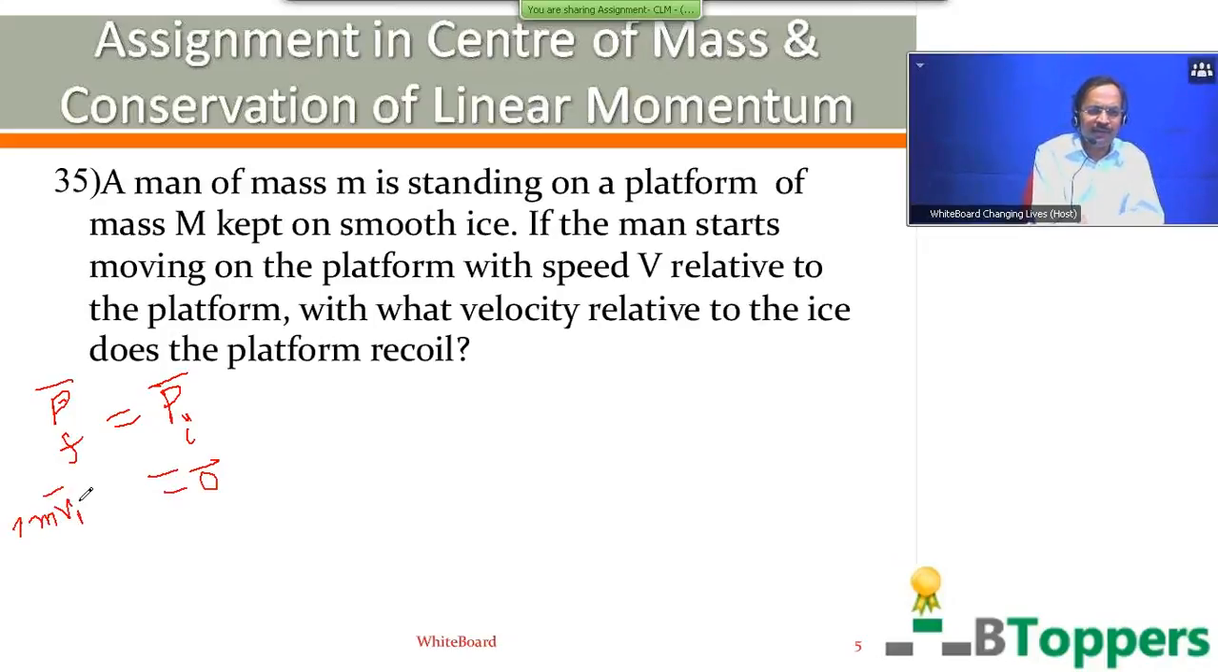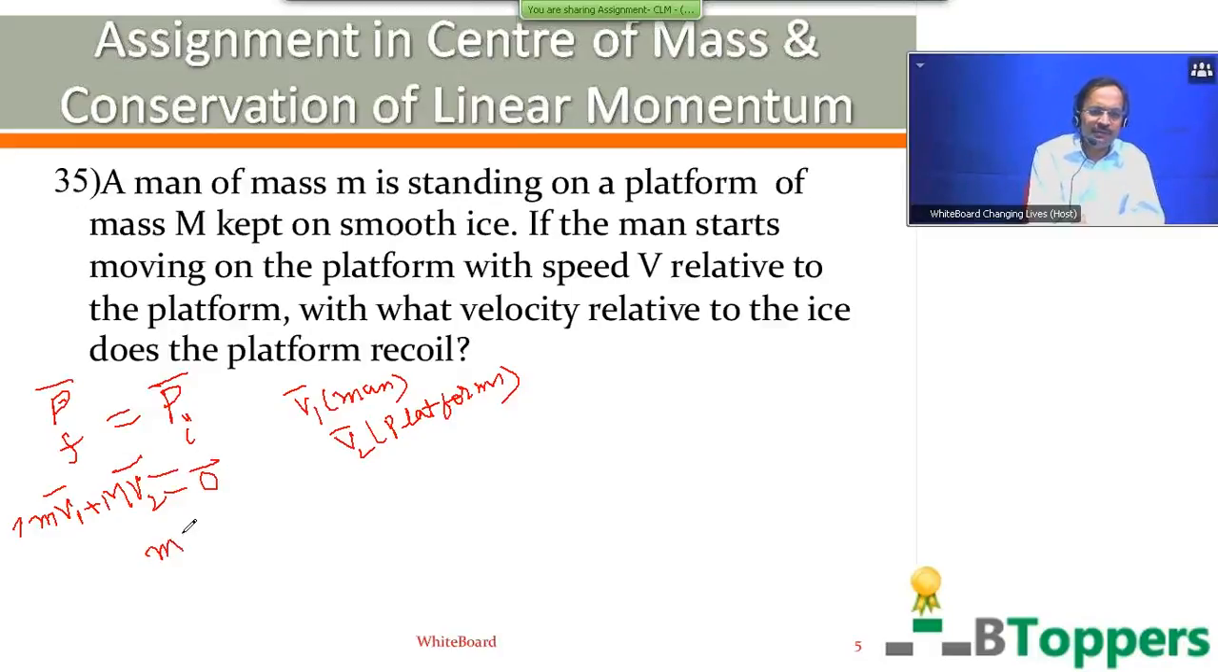that is, the mass of the man, small m, and the velocity of the man, let it be V1 bar, plus the momentum of the platform. V2 bar is the velocity of the platform. So V1 bar is the actual velocity with which the man moves on the platform with respect to a stationary observer on the ground, or with respect to the ice surface. And V2 bar is the actual velocity of the platform with respect to the ice surface, which you have to find.